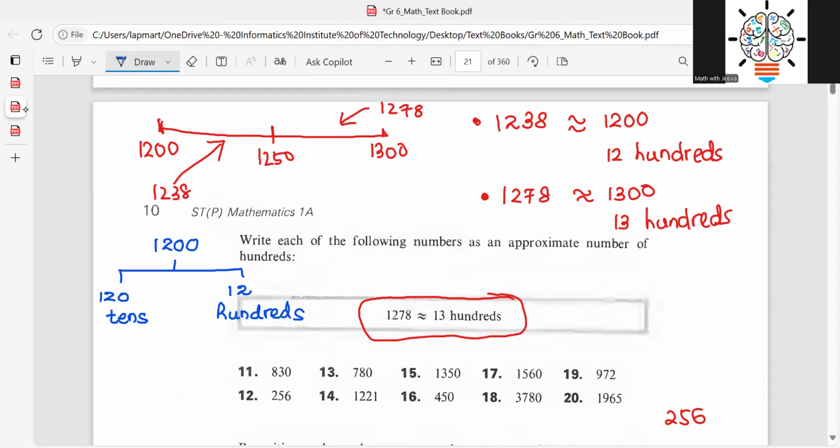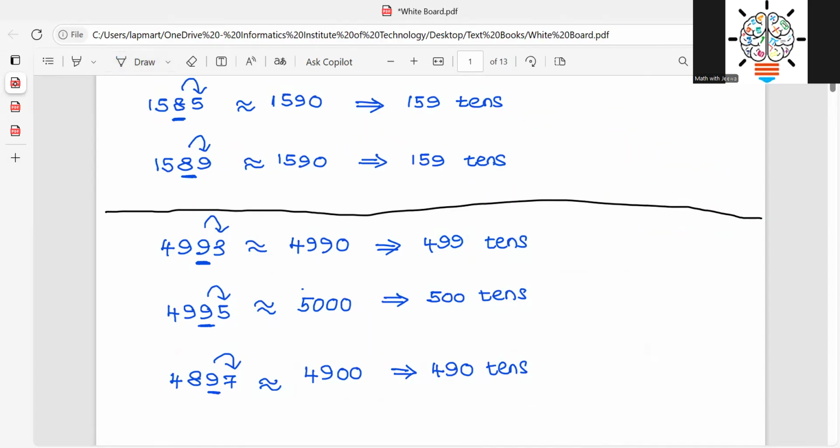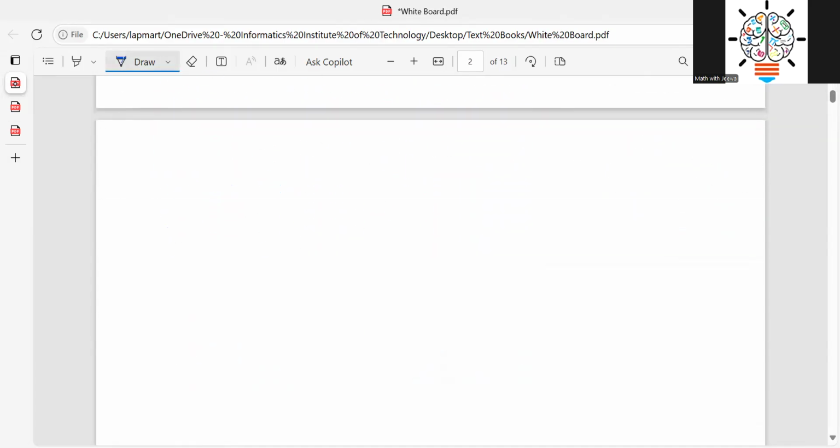Now the next number they have given is 1278. It is more than 1250, so that is closer to 1300. But you just imagine, can you draw the lines and see whether it is less than the middle point or more than the middle point? We can't do it like that. So straight away what we do, we write 1278.